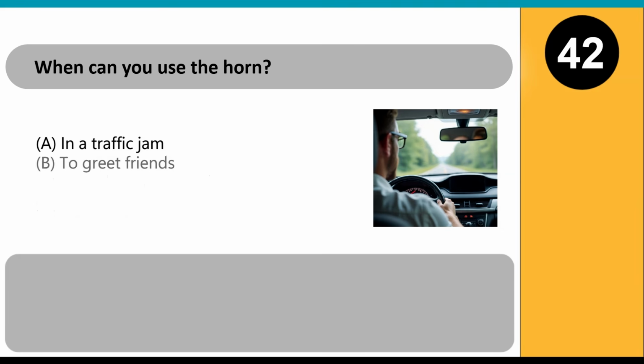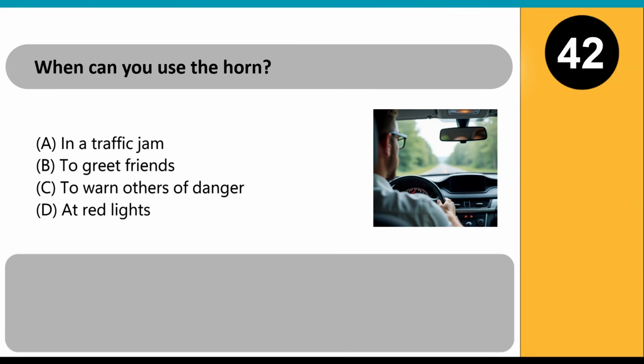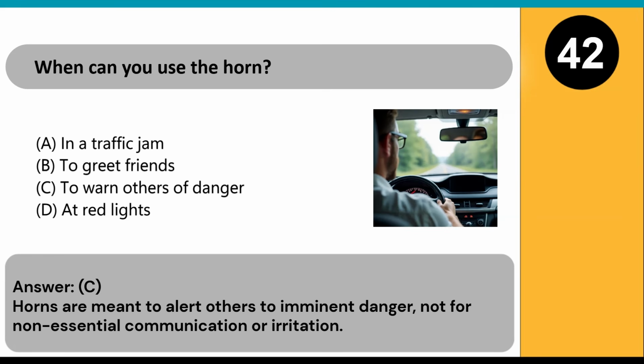When can you use the horn? A. In a traffic jam. B. To greet friends. C. To warn others of danger. D. At red lights. Answer: C. Horns are meant to alert others to imminent danger, not for non-essential communication or irritation.